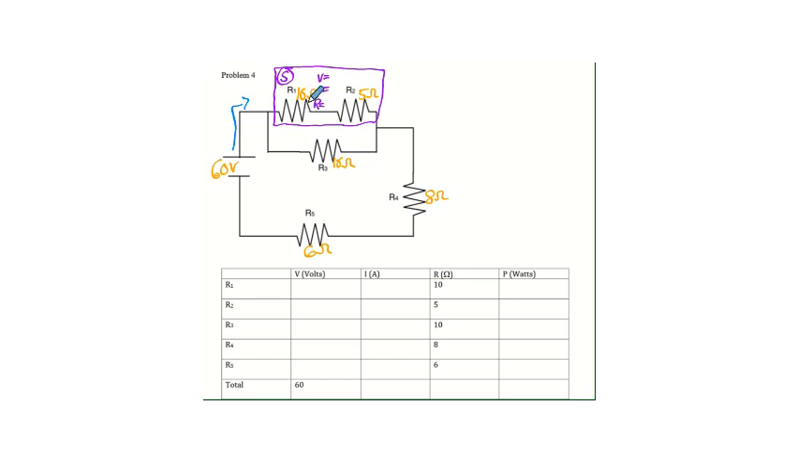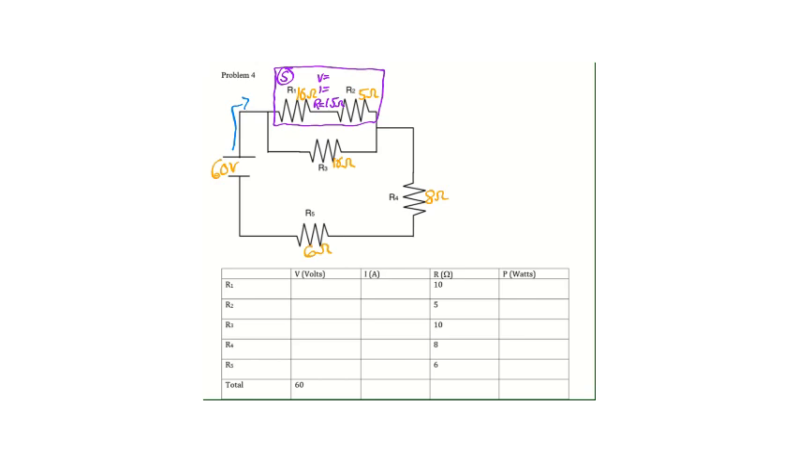So we have a 10 ohm resistor and a 5 ohm resistor, and they are in series. So what are the rules for resistance in series? It adds. So 10 plus 5 is 15. So we now pretend that that purple box is just a single resistor with resistance 15 ohms.